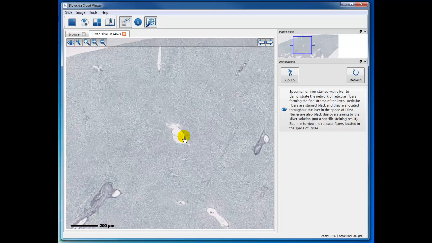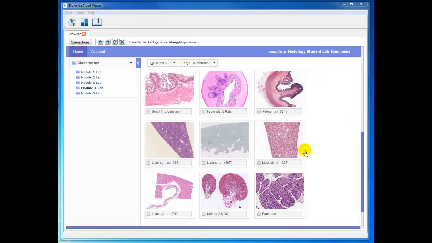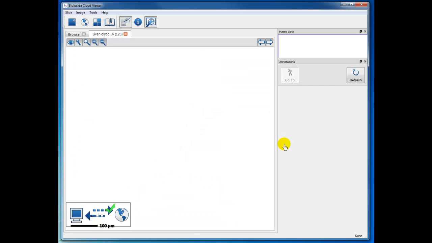And so now we're going to go to the next specimen, and you can look around this specimen and find many examples of how complete the network of reticular fibers forms the stromal framework to hold the delicate hepatocytes, or the liver cells, as well as the vessels, etc. The next liver specimen is stained with hematoxylin and eosin.